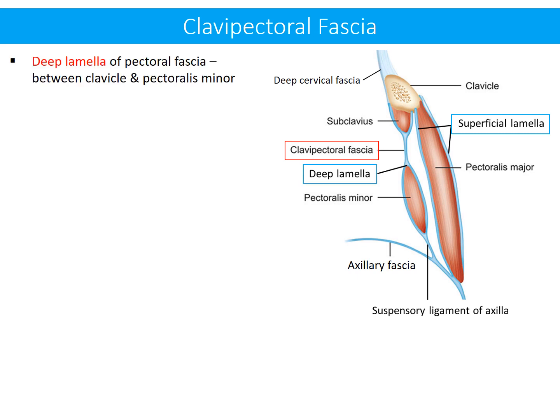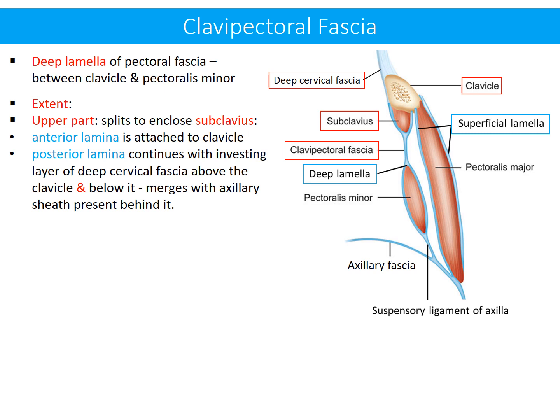Clavipectoral fascia is the deep lamella of pectoral fascia which lies between the clavicle and pectoralis minor. In its upper part, it splits to enclose the subclavius muscle. The anterior lamina of clavipectoral fascia is attached to the clavicle, whereas the posterior lamina continues with the investing layer of deep cervical fascia above the clavicle, and below it merges with the axillary sheath which lies behind it.